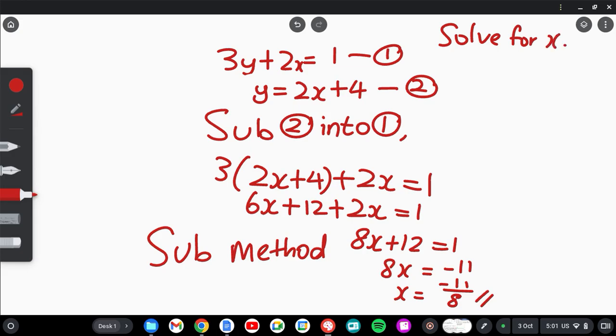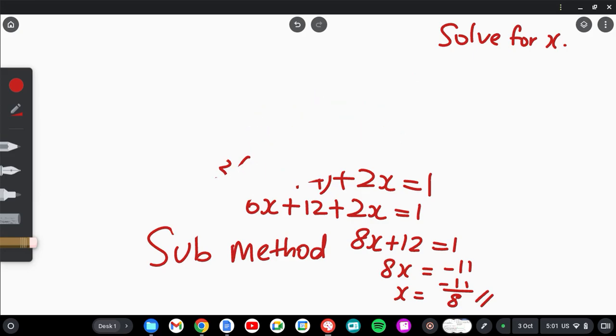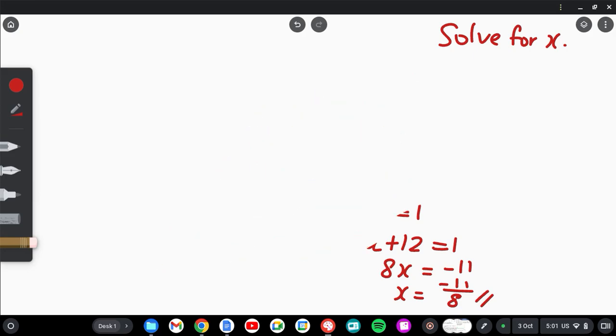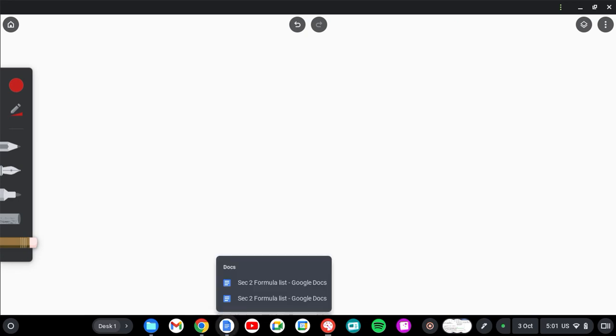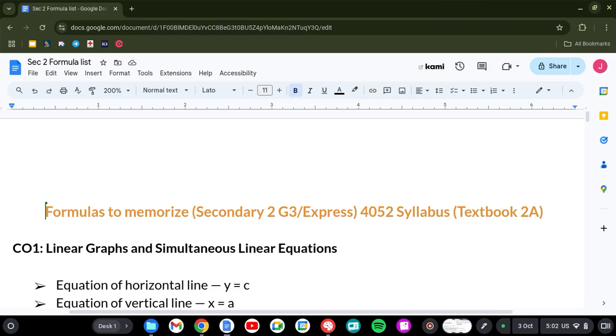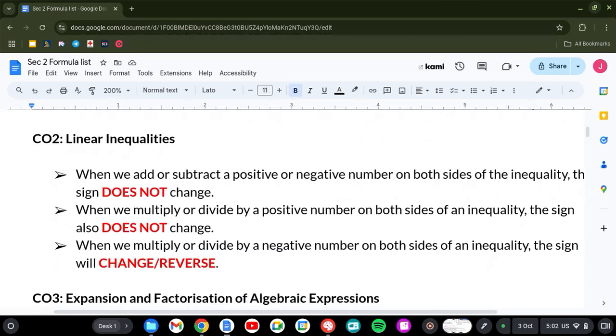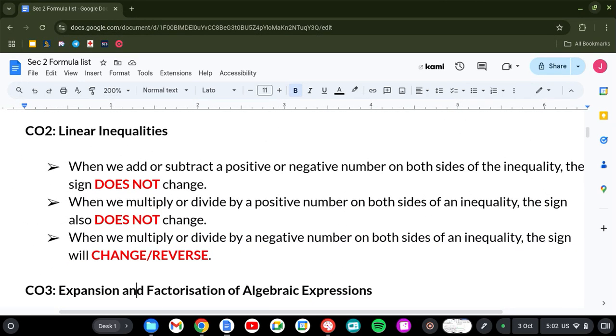Understand? Alright. So next one, I'm going to be moving on to chapter 2, which is linear inequality. So what is linear inequality, right? Okay, it's like this. Over here, when we add or subtract a positive or negative number on both sides, right, the sign does not change. So what does this mean? It's like this.